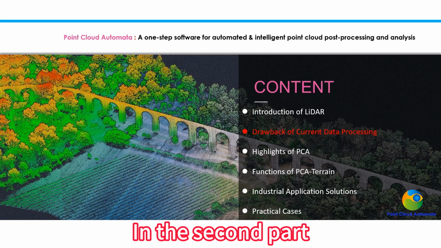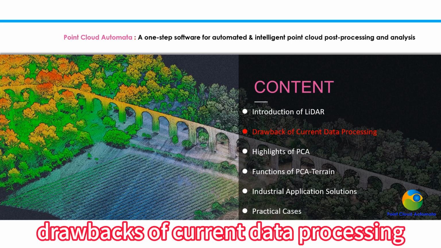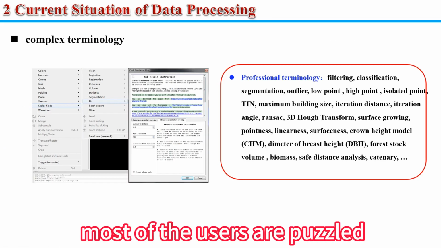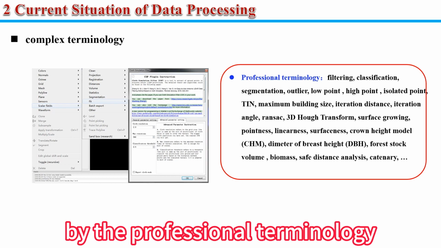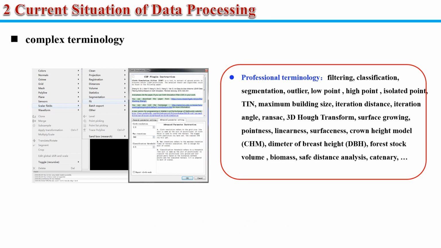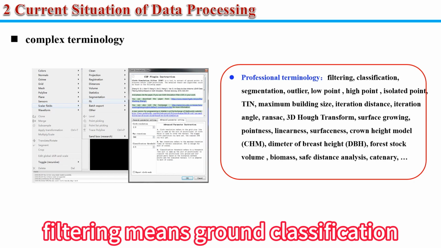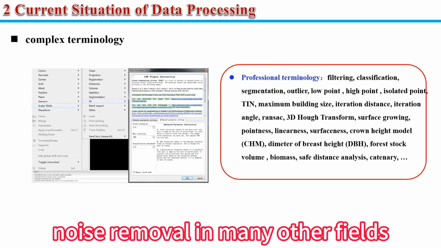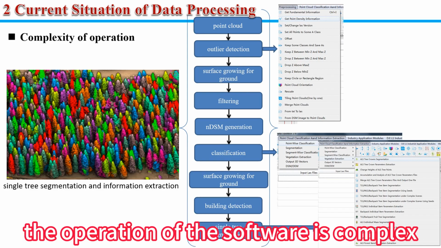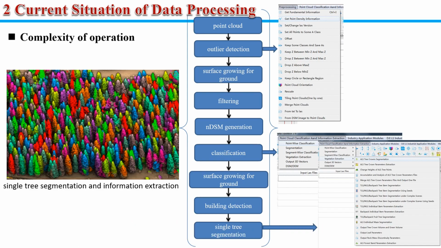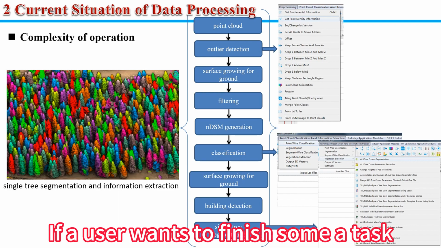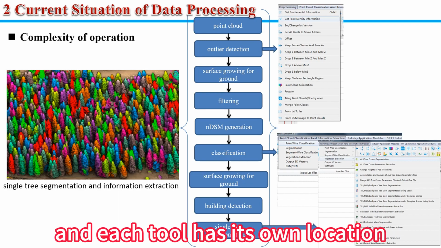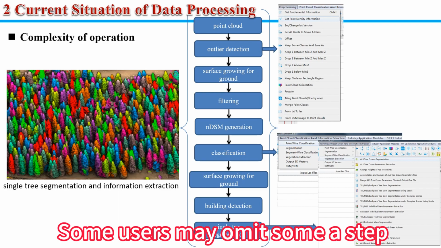In the second part, I will talk about some drawbacks of current data processing. First, most of the users are puzzled by the professional terminology. For example, filtering means ground classification in the field of LiDAR, but it means noise removal in many other fields. Second, the operation of the software is complex. If a user wants to finish some task, many independent tools are needed, and each tool has its own location. Some users may omit some step, which leads to failure.